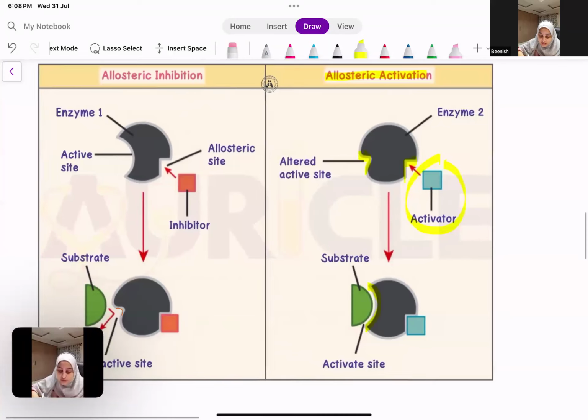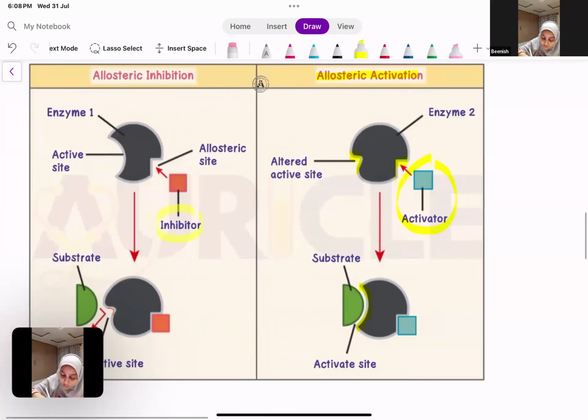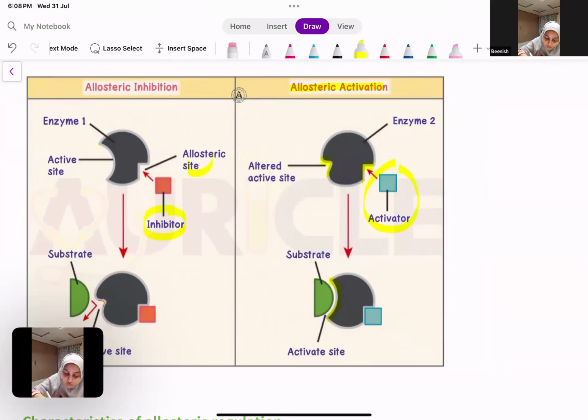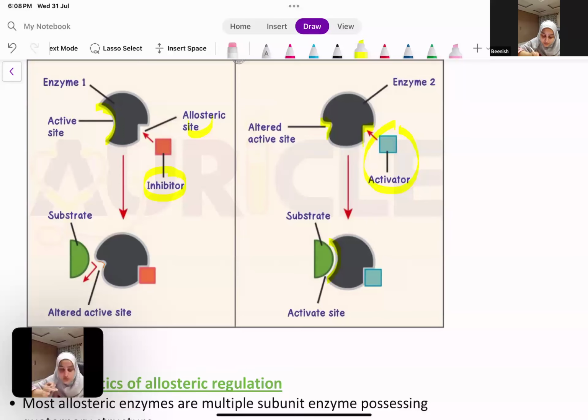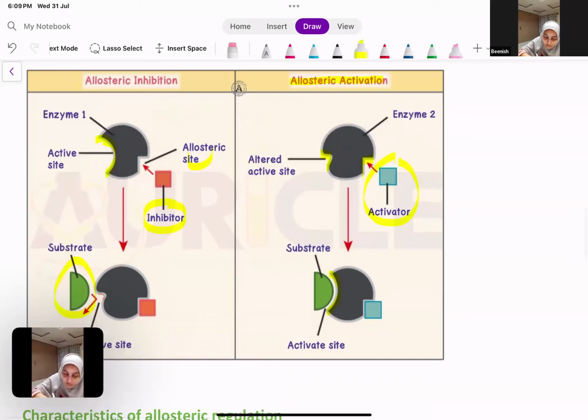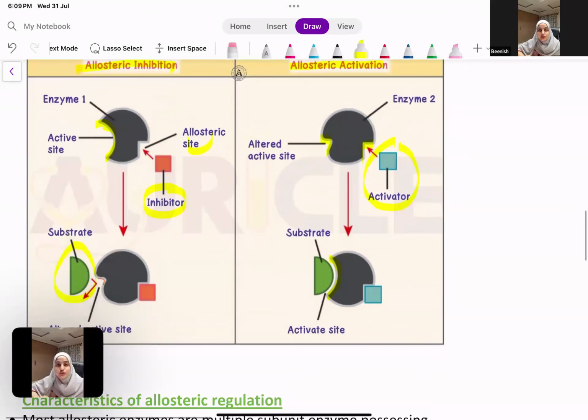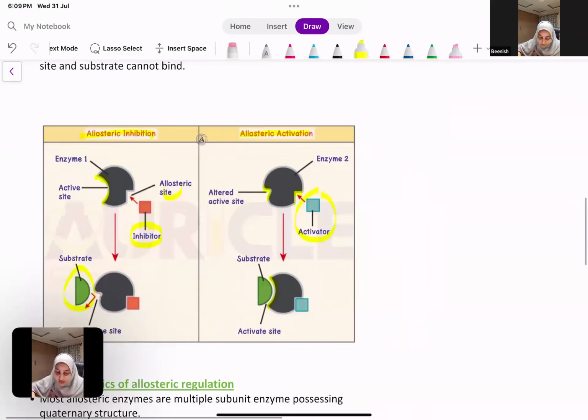Now, what is allosteric inhibition? When a modifier, which is an inhibitor, binds to the allosteric site, it is going to make this favorable active site not so favorable for the substrate to bind, and you can see this is going to lead to allosteric inhibition. So in allosteric inhibition, when the modifier, which is an inhibitor, binds to the allosteric site, the active site is going to become unfavorable for substrate binding, and the reverse is going to happen in allosteric activation.